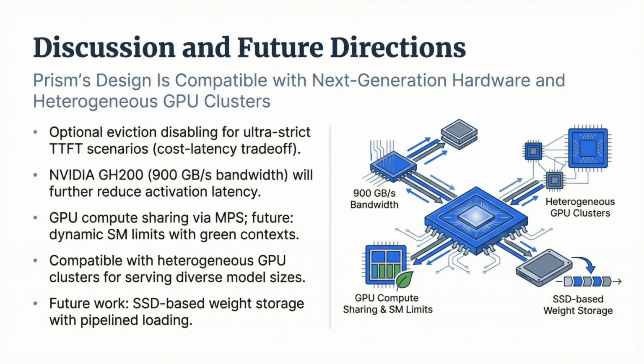Prism's design is compatible with next-generation hardware and heterogeneous clusters. Future hardware like NVIDIA GH200 will further reduce activation latency. We currently use NVIDIA MPS for compute sharing and plan to incorporate dynamic SM limit adjustments. Prism also supports heterogeneous GPU clusters, and we are exploring SSD-based weight storage with pipelined loading for even larger deployments.